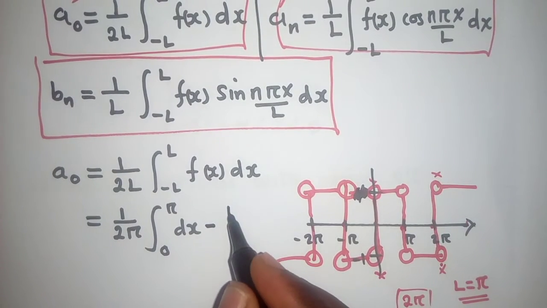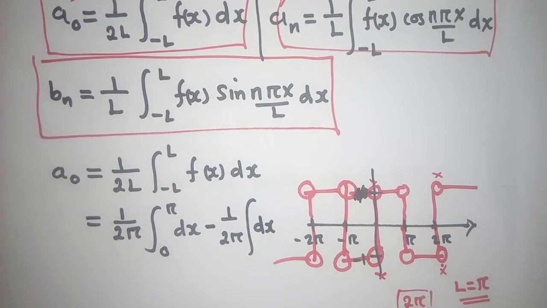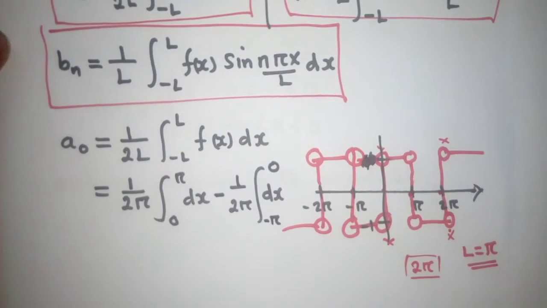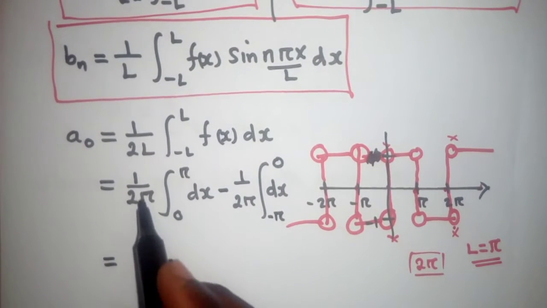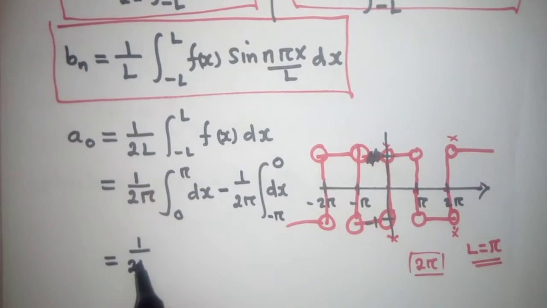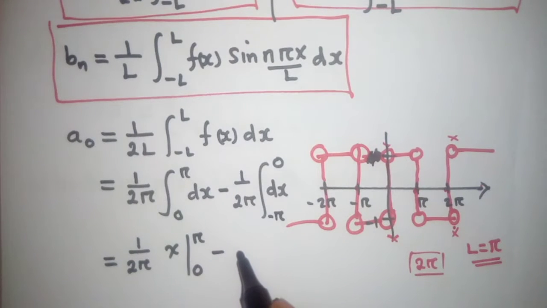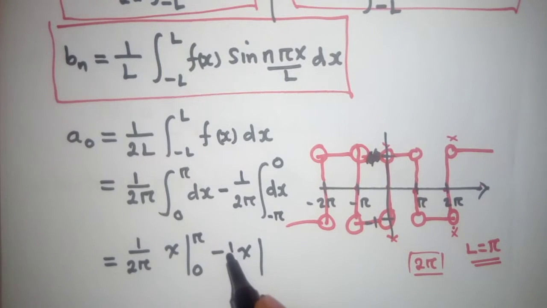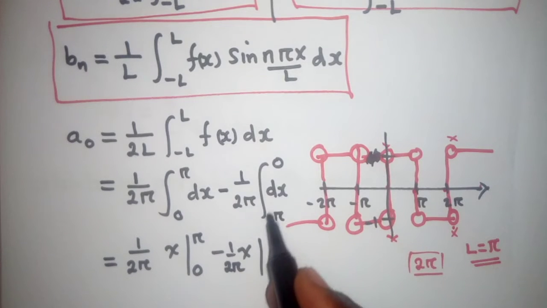So minus, the same must be repeated, so it will be like this. Here the limit is 0. So we can solve. When we solve, we have 1 over 2 pi. Here we have x, because we are integrating with respect to x. The lower limit is 0. Here it's pi. This also will be the same. The lower limit, actually here there must be a 2 pi. So when we integrate with respect to x, we have x.